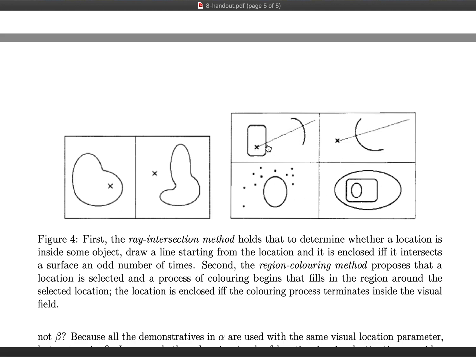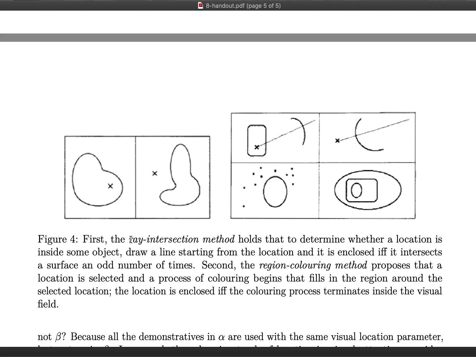Okay, so for instance, if you start coloring, you will stop inside here. So the region coloring method explains how you can determine this is enclosed, but the ray intersection doesn't work with this. And then the region coloring method also works here because you'll start coloring and then you'll go outside of the visual field. So this will say that it's not enclosed, which is correct, okay?